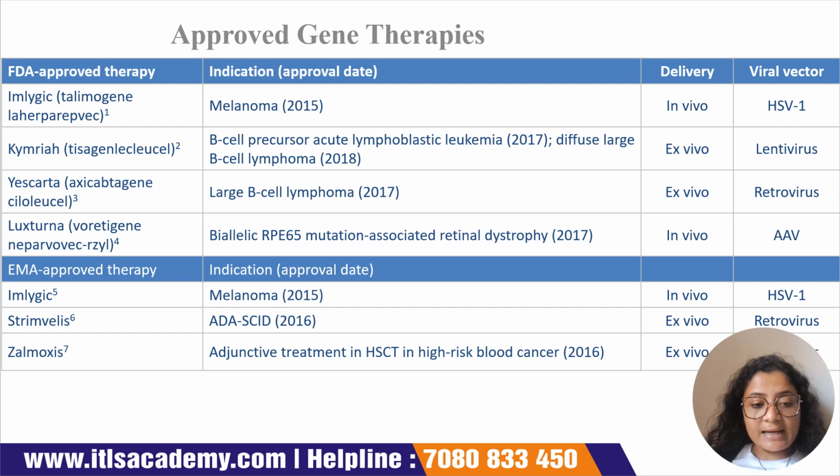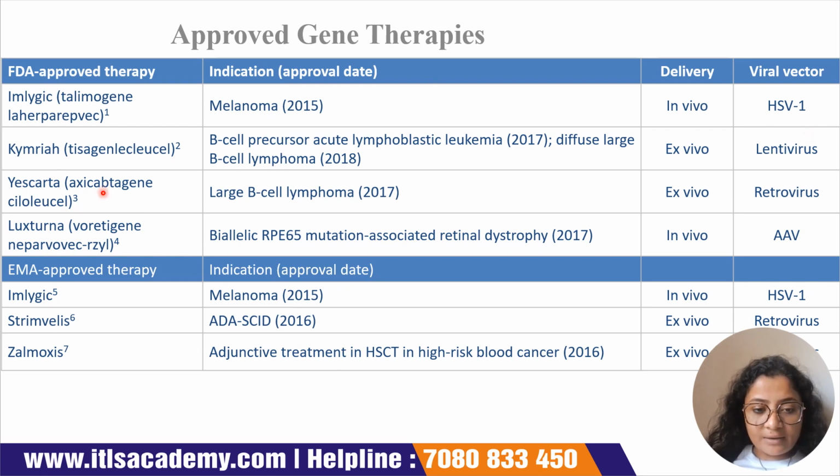So in this slide, I have given a nice table which is explaining the different approved gene therapies along with their delivery route and the vectors that have been used. So see, number one, we have an FDA approved therapy, talimogene laherparepvec. It's indicated in case of melanoma. Approval date is 2015. Delivery will be in vivo, means directly inside the body, and the viral vector will be HSV1, that is herpes simplex virus strain 1.